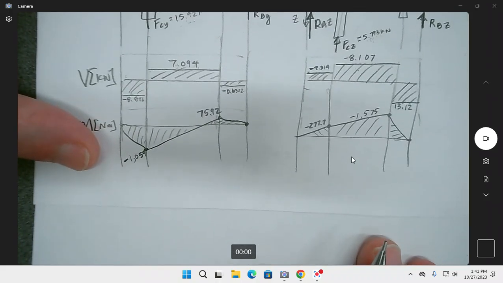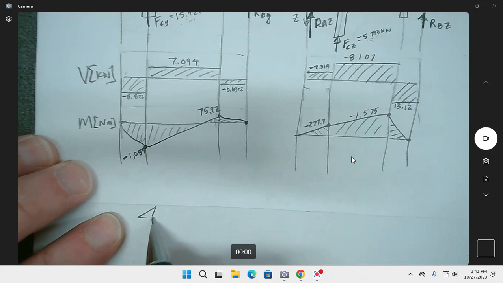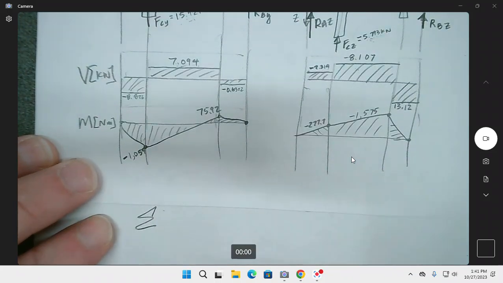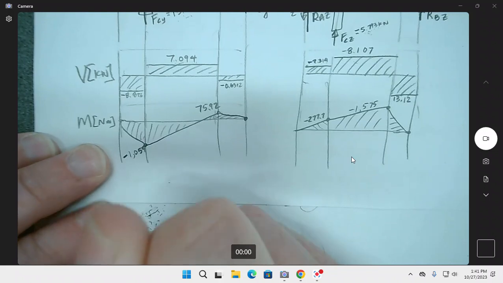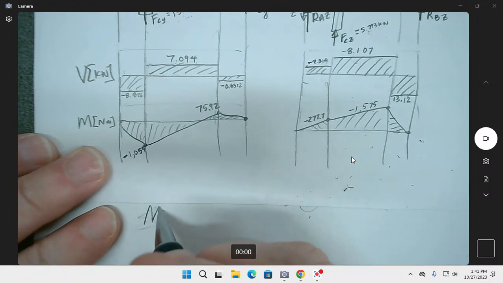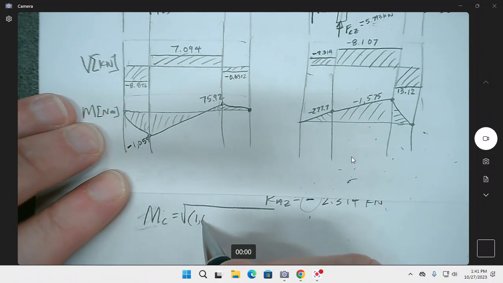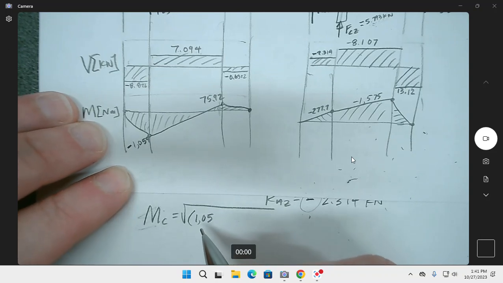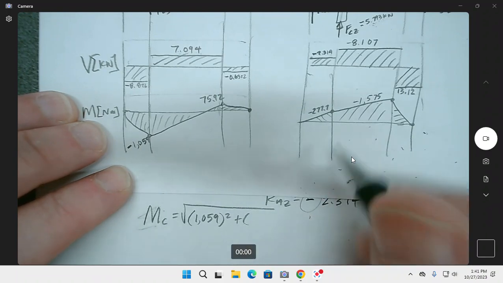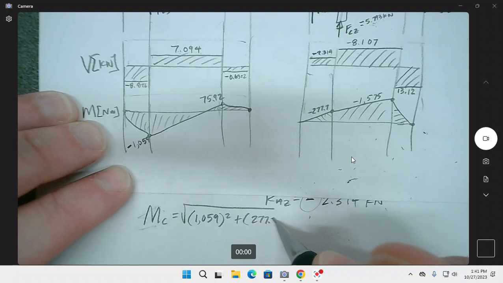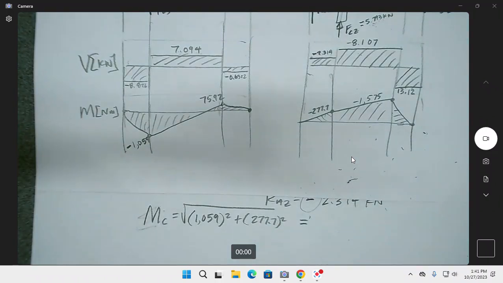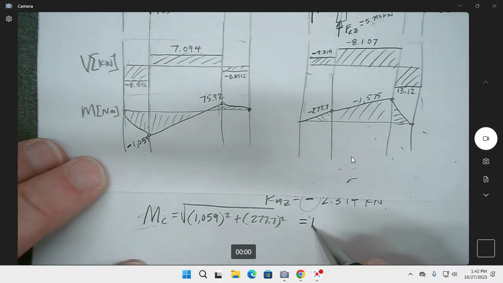And our last thing to do as part of this is to get what the, no, I don't want to sum. I want to get what the total is at C. It's going to be the square root of 1,059 squared plus 277 squared. If I did it correctly, I get 1,095 Newton meters.